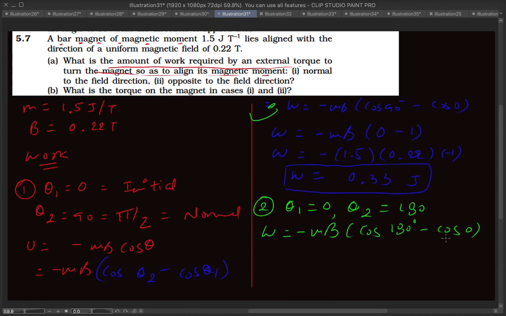That would be minus 1 and minus 1 minus 2. So my work would be minus mB, that is twice times. So my answer would be 0.66 joules.